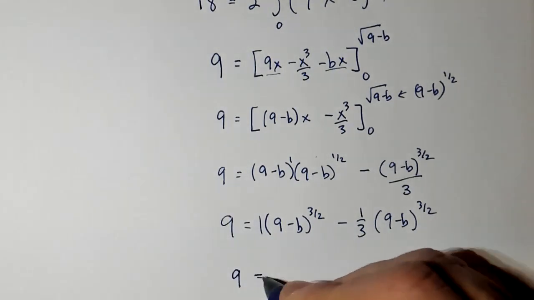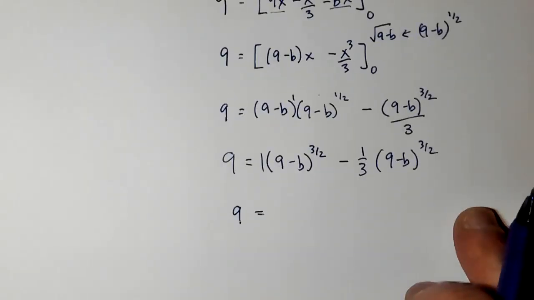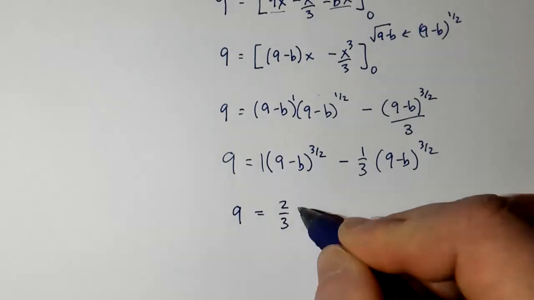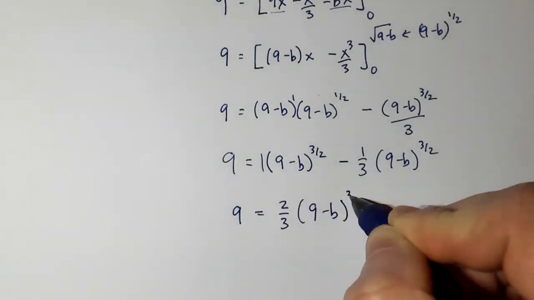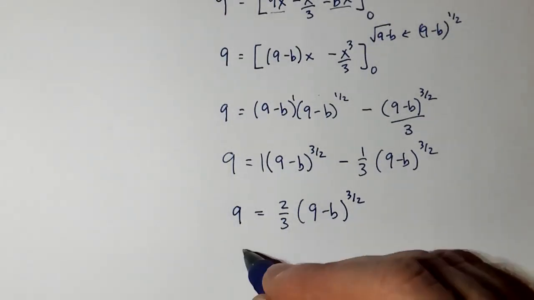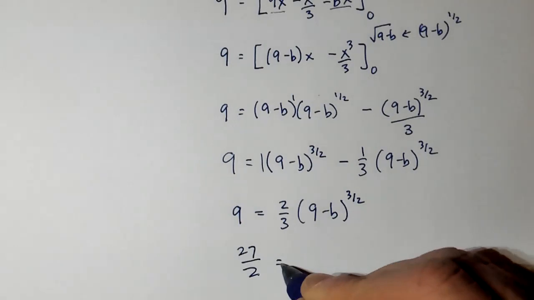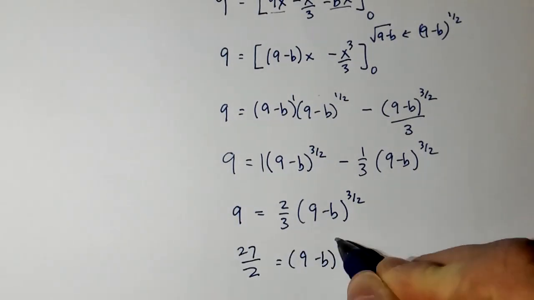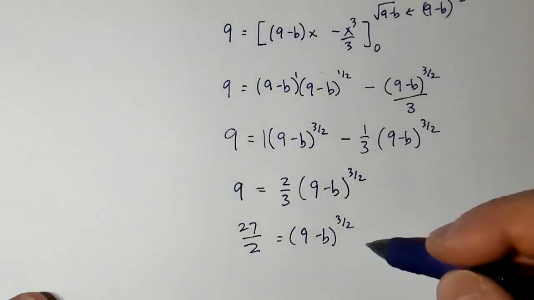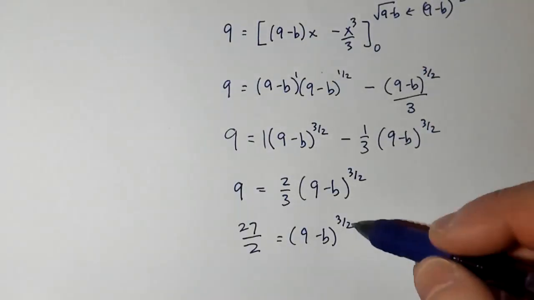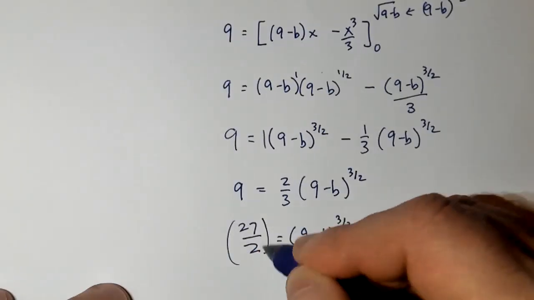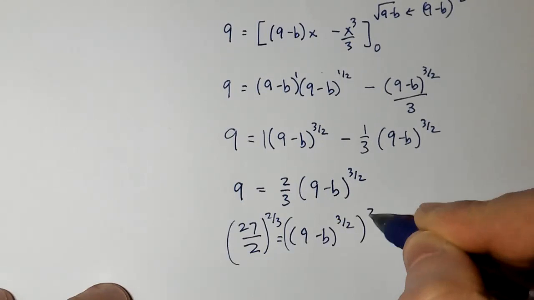So this is going to be 9 equals, and we're getting close. We're almost done, so don't worry. This problem doesn't go too much further. 2/3 times the quantity 9 minus b to the 3/2. So let's multiply by the reciprocal. We get 27 halves equals 9 minus b to the 3 halves. How do we get rid of that radical, or that fractional exponent? Take the power of both sides to the 2/3. So we're going to take this to the 2/3, this to the 2/3.